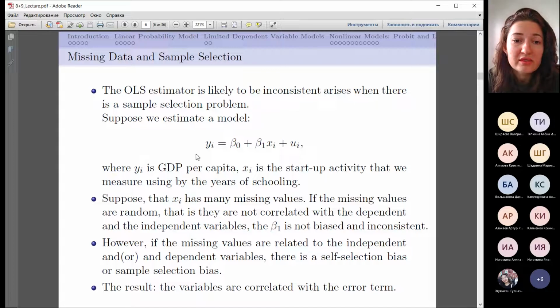So let's continue the same example with the GDP per capita. And X here, again, is startup activity. So let's say this startup activity has many missing values. If the missing values are random, then they are not correlated with the dependent and independent variables. Here beta 1 will be unbiased and consistent, so we don't assume any problem. Of course, having missing values is not a very good situation, but anyway, we can still work with the model.